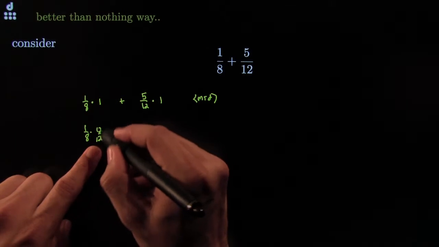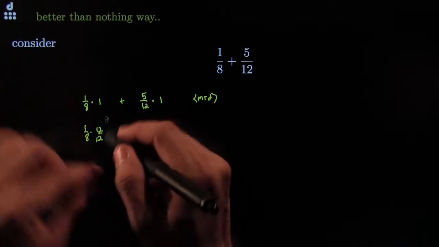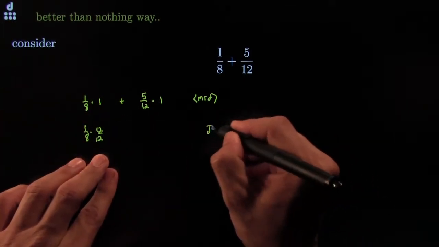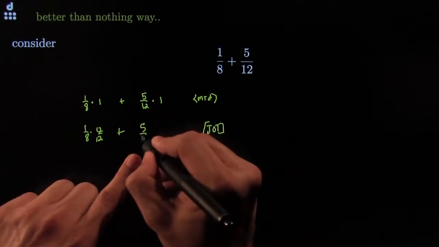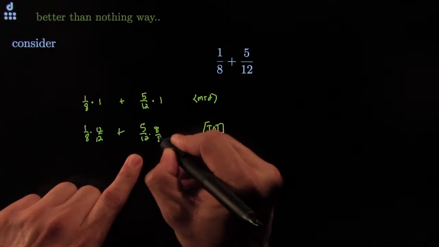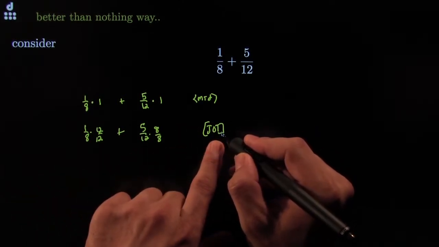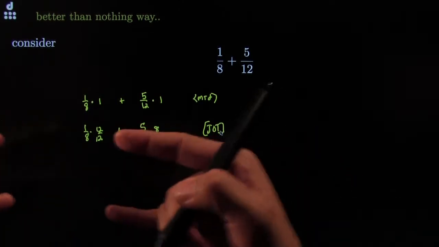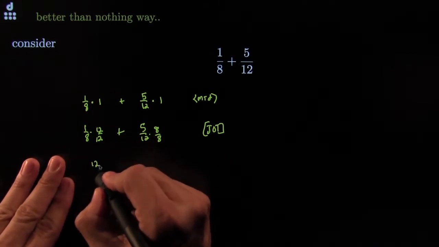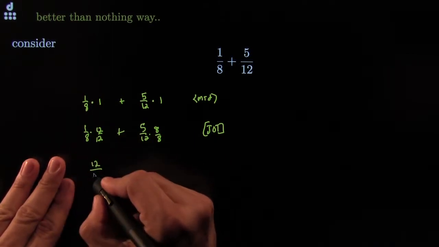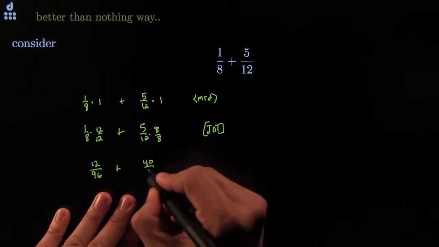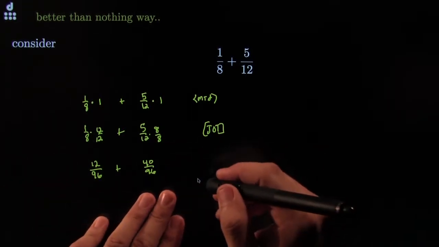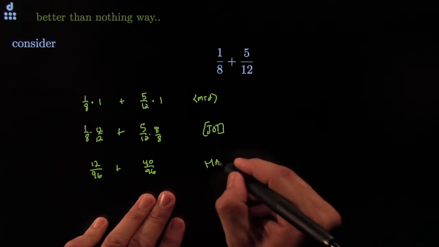This is just 1. 12 divided by 12 is 1. We've proven that before. That's the jot theorem, just one theorem. And here I could say this is 5/12 times 8/8. Again, by the just one theorem. Now I can go on and use math, and here this becomes 12/96, and this becomes 40/96, and that's by multiplying across theorem.